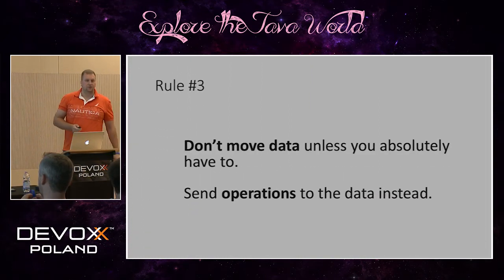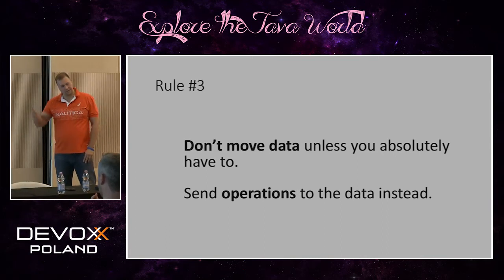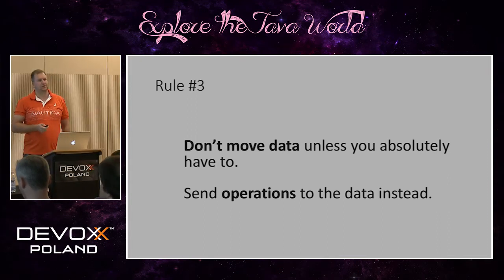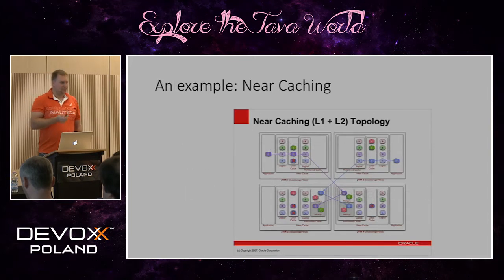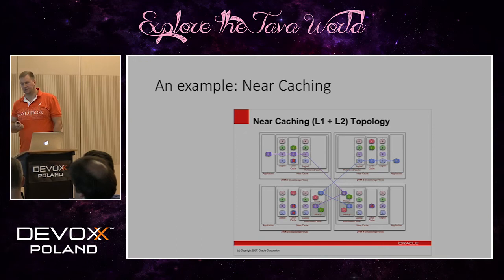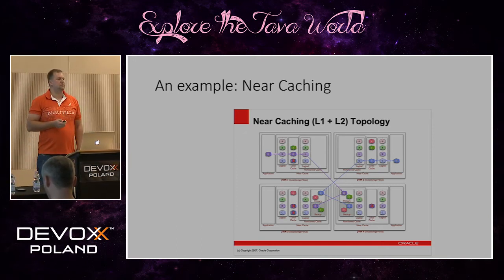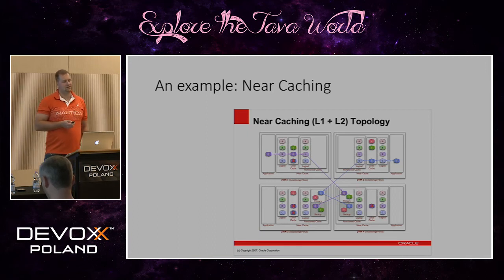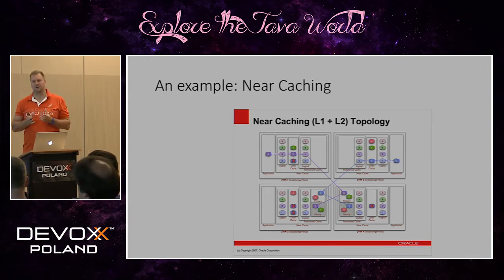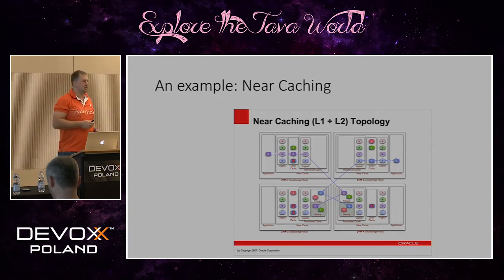Rule number 3 is do not move data unless you absolutely have to. And there is a corollary to it, to send operations to the data instead. So let's talk about the first one here. Before this conference, I stopped at one of the major Polish banks in Wrocław for a meeting, their Coherence customer, and they were having some questions and issues. It turns out they have this one cache, which is tiny, literally just a couple megabytes worth of data, that they're hitting over and over again. And they're doing this over the network.